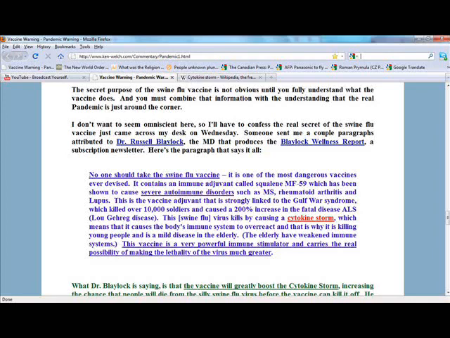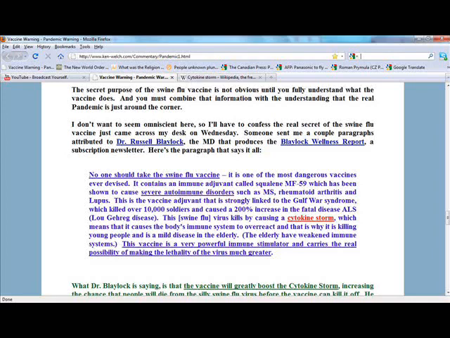This swine flu virus kills by causing a cytokine storm, which means that it causes the body's immune system to overreact, and that is why it is killing young people, and it is a mild disease in the elderly. The elderly have weakened immune systems. This vaccine is a very powerful immune stimulator and carries the real possibility of making lethality of the virus that much greater.